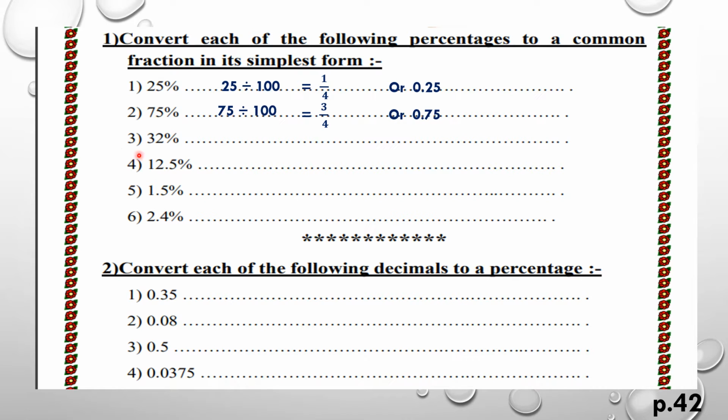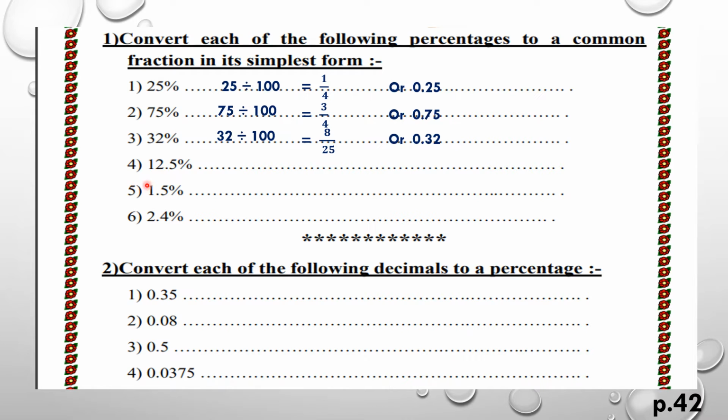Number 2, 75%. So 75 divided by 100 equals 3/4 or 0.75. Number 3, 32%. So 32 divided by 100 equals 8/25. The calculator will give you the answer in its simplest form. If I want to convert it into decimal, just press SD. So it will be 0.32.